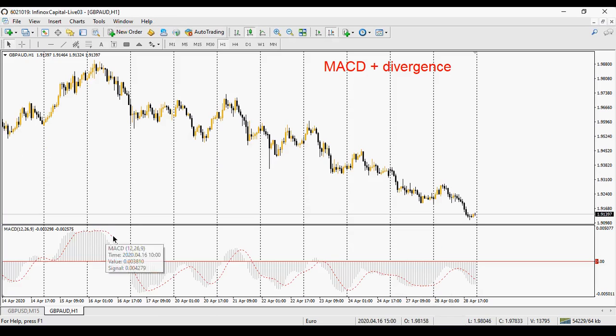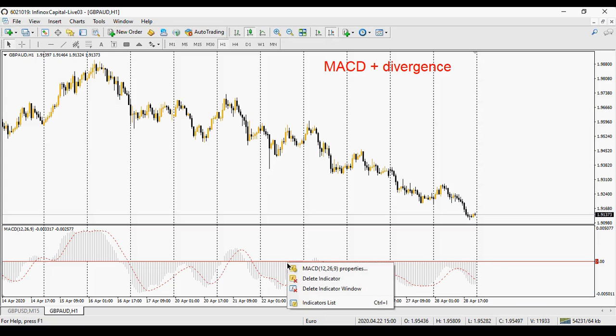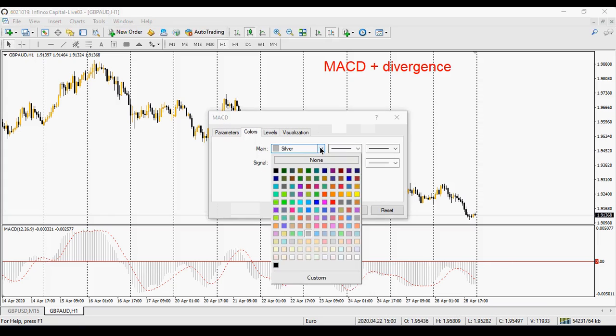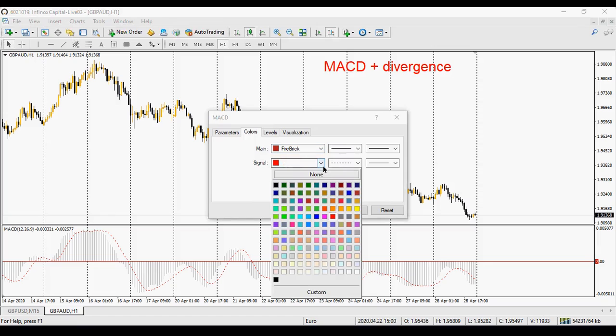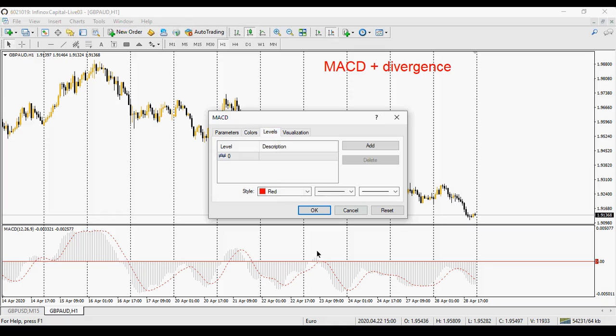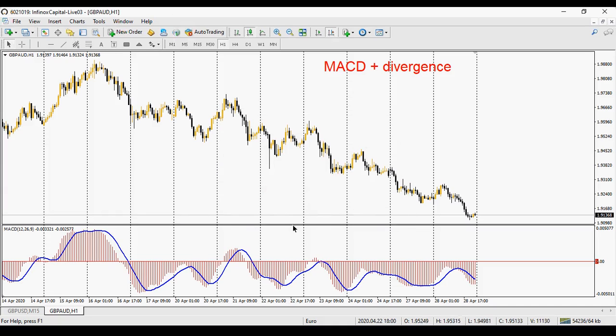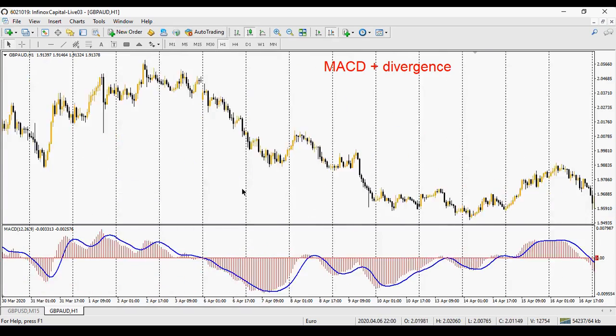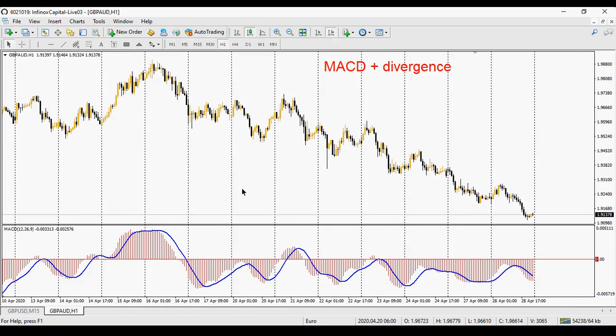We have the signal line, and then the main line above it. This red line, I was the one that added it, so you can change it to any color that pleases you. I can make the main line one color and my signal line blue. I can make it bold, even bolder. This is the 0 level here. I just love to add the 0 level, so I placed it there as red. You can color it any way you want.